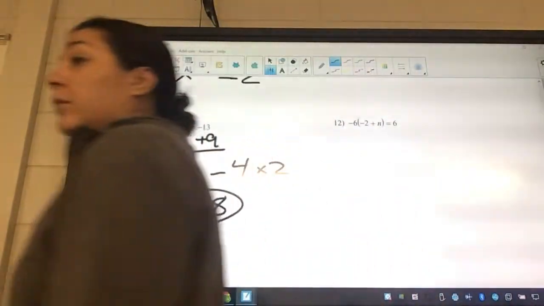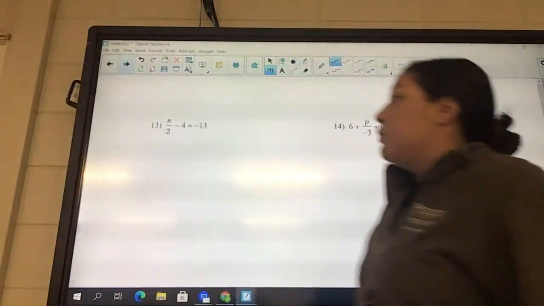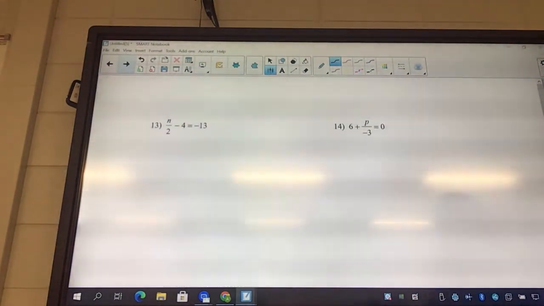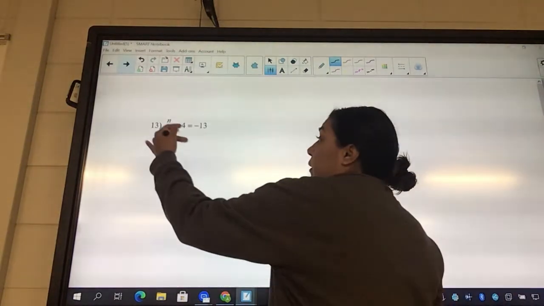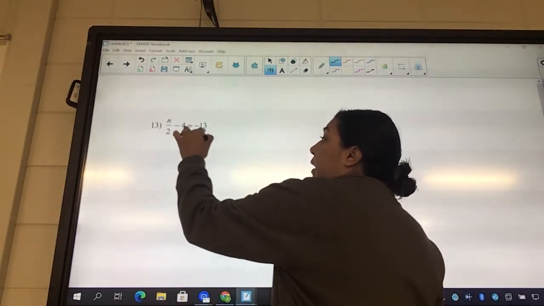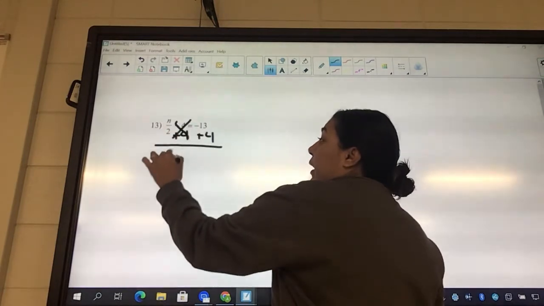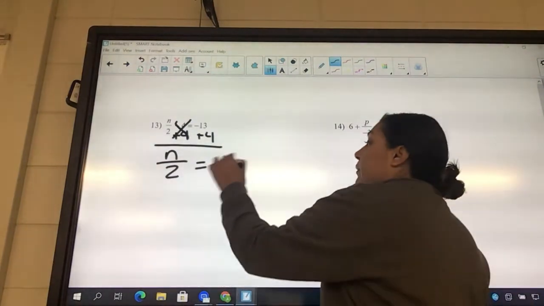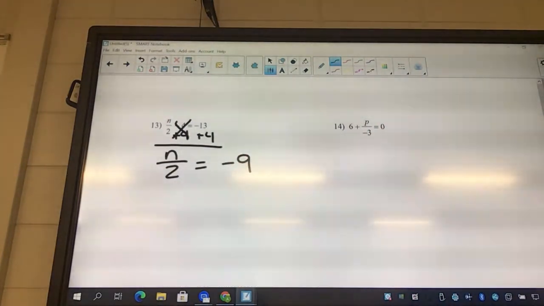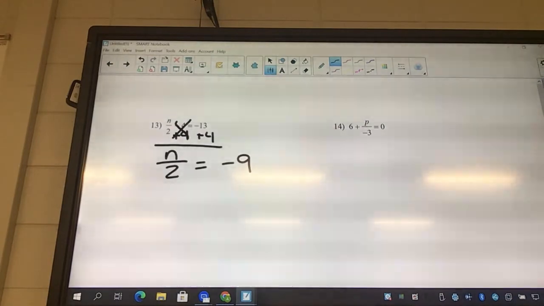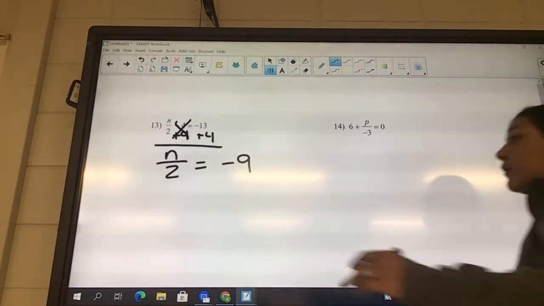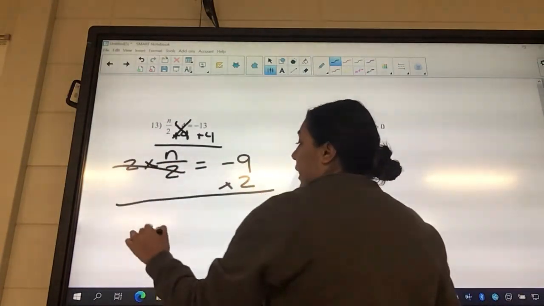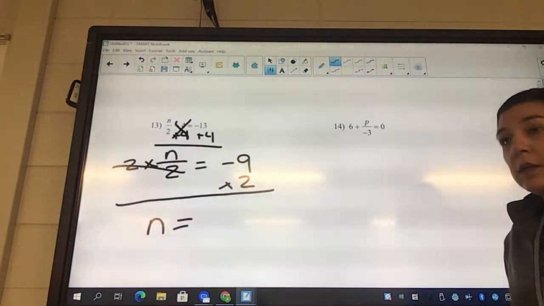Can I scroll? Okay, 13, who's the kid? The negative 4 is the kid, so we need to move that first. How do I move it? Add 4, add 4. So we got n over 2 equals what? Negative 9. Okay, and so now we're ready to break up. How do I break that up? We're going to multiply by 2. So I got n equals negative 18.